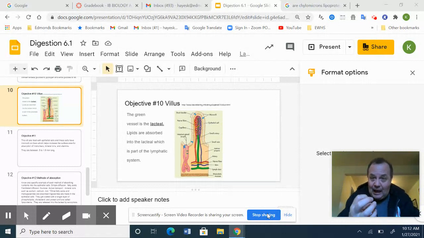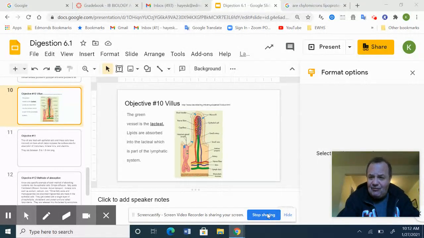Inside the villus, you have a capillary bed, and so when you're absorbing, the nutrients go into the epithelial cell, so they have to go in, and then they have to go out the other side to get into the capillary bed. The lacteal is an important structure.